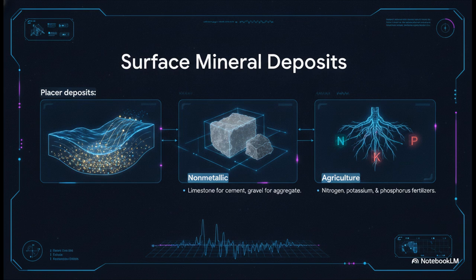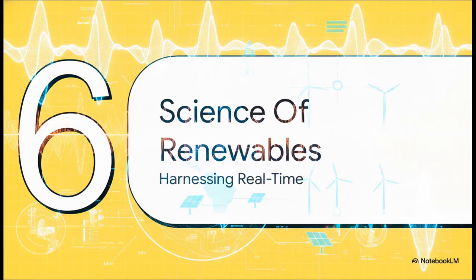And honestly, perhaps most critically, our agricultural fertilizers rely on nitrogen pulled from the atmosphere, potassium from the hydrosphere, and phosphorus mined right from the lithosphere. We've got to remember, without scanning for and extracting these exact elements, modern human civilization would literally not exist. And that brings us to Section 6, the science of renewables, harnessing real-time systems.